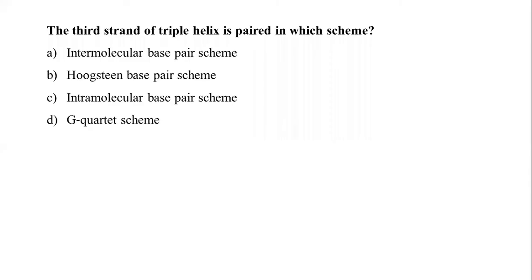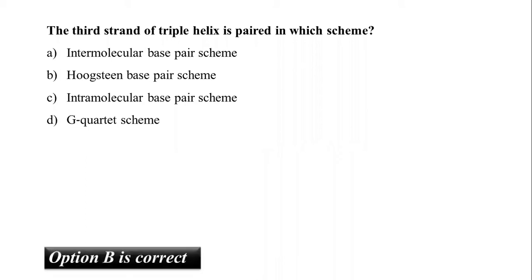In the first question, the third strand of a triple helix is paired in which scheme? The right answer to this question would be option B, Hoogsteen base pair scheme. A triple-stranded DNA, also known as H-DNA or triplex DNA, is a DNA structure in which three oligonucleotides wind around each other and form a triple helix. So how is this triple helix formed? In the triple-stranded DNA, the third strand binds to the B form of DNA by forming Hoogsteen base pairs or reverse Hoogsteen hydrogen bonds. The answer is option B.